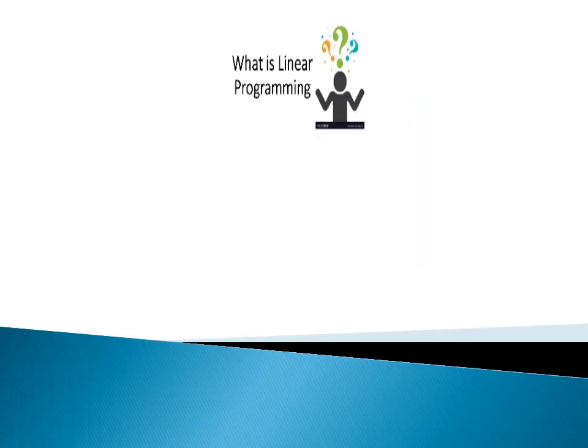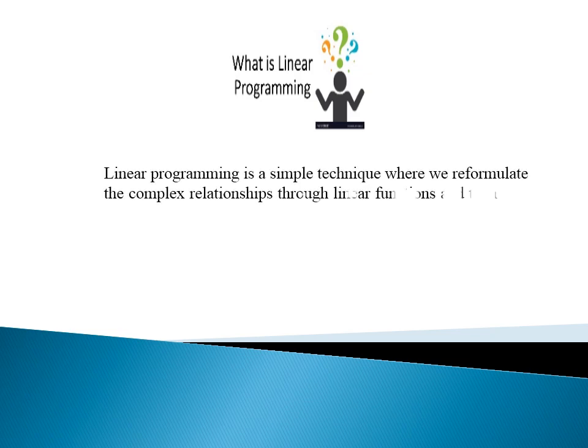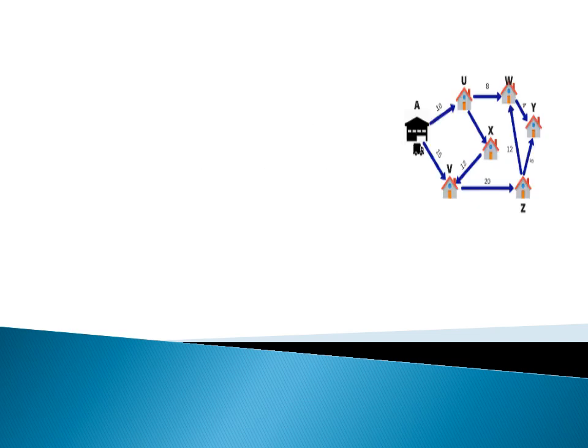Linear programming is one of the simplest ways to perform optimization. It helps us solve some very complex optimization problems by making a few simplifying assumptions. What actually is a linear programming problem? Linear programming is a simple technique where we reformulate the complex relationships through linear functions and then find the optimum solution or the desired output. Let us see an example.